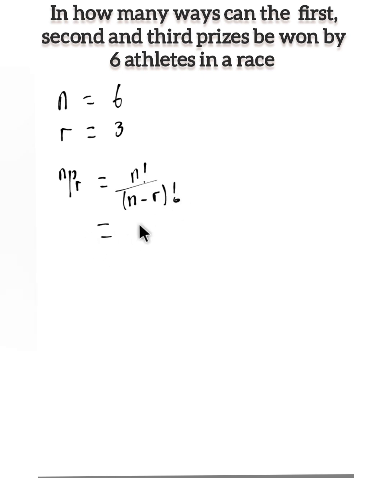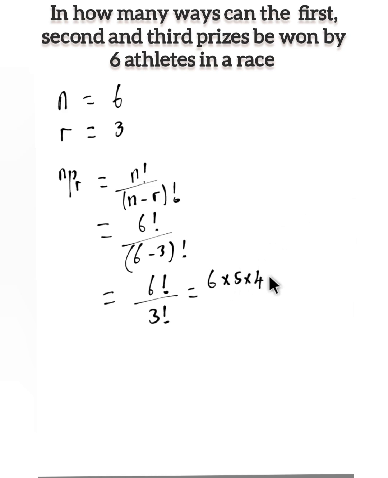And this gives us 6 factorial all over 6 minus 3 factorial. If we solve this further, we arrive at 6 factorial all over 3 factorial, which is equal to 6 times 5 times 4 times 3 factorial. We stop here because the denominator is 3 factorial. At this point, you should be good at solving with factorials.